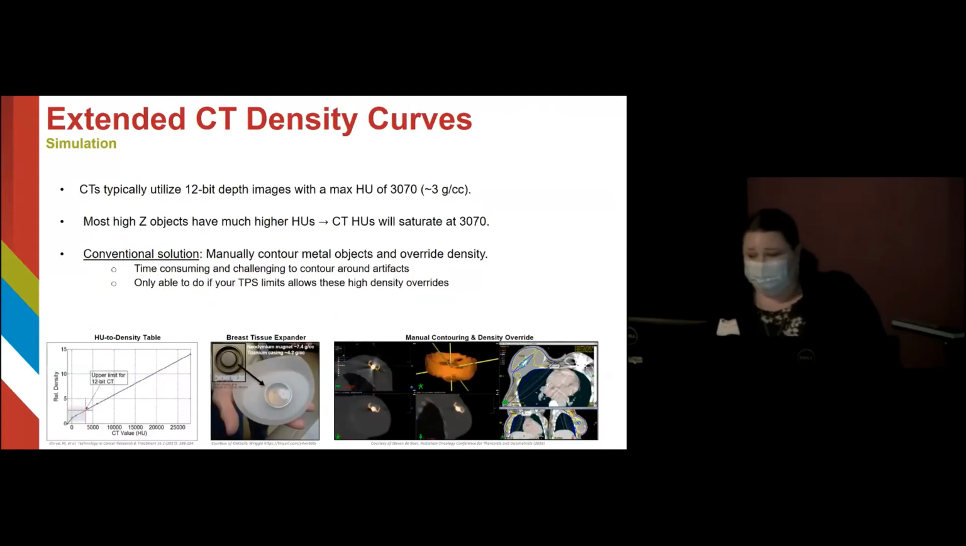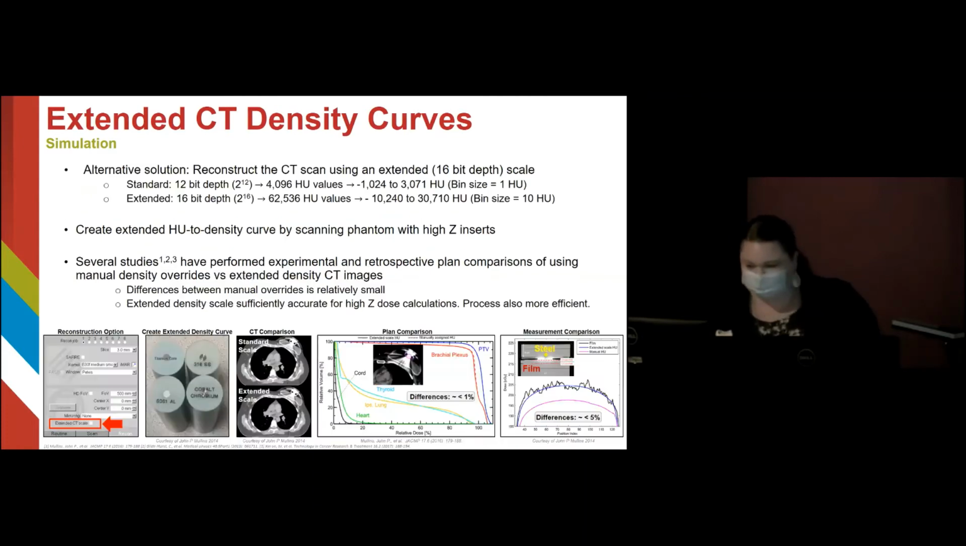So MAR methods can help us reduce the artifacts from these high Z objects. But what do we do about the fact that the HU for most metal objects is actually higher than the maximum HU allowed by our scanner? So typically we're going to have to manually contour the object and override the density, as you can see here, for this high Z magnet in this breast tissue expander. Obviously this is going to be tedious and imprecise.